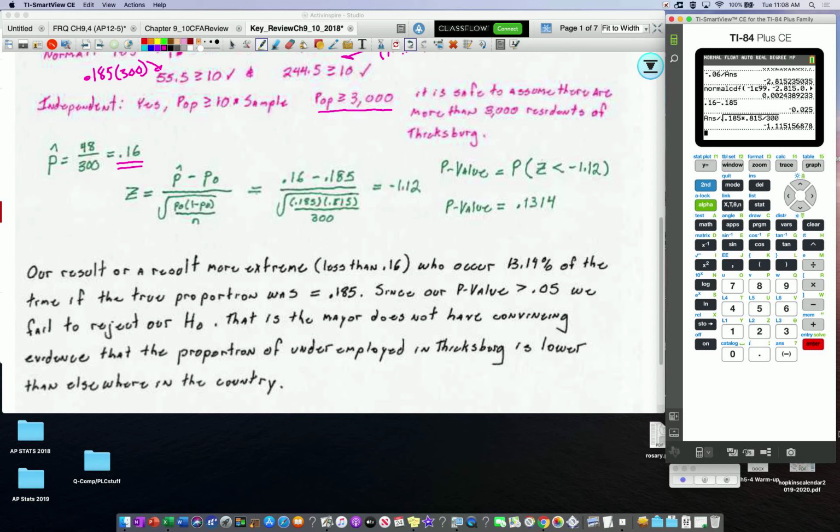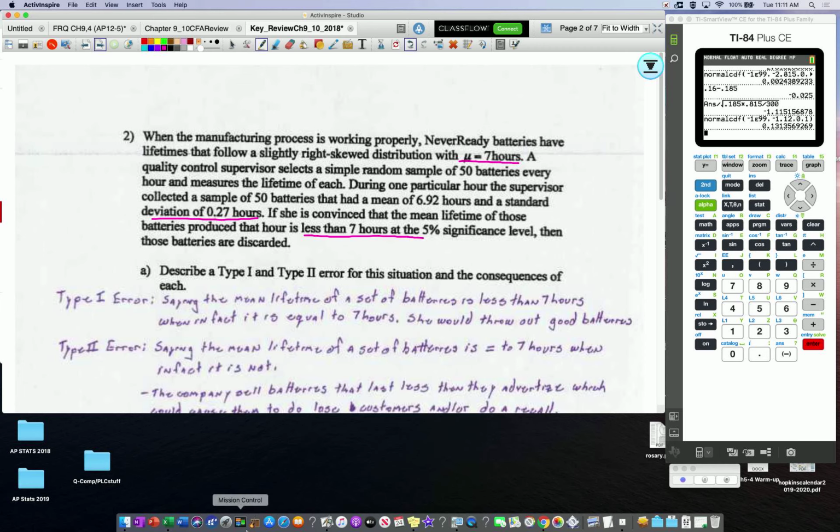She is convinced that the mean lifetime of the batteries produced is less than 7 hours at the 5% significance level. Okay? So notice how in here they're giving you the mean and the standard deviation right away. Right away, I'm thinking this is a one sample mean type of test. But of course, in question A, they ask you to describe the type 1 and type 2 error for this situation and the consequences of this.